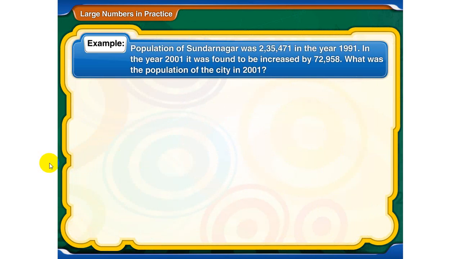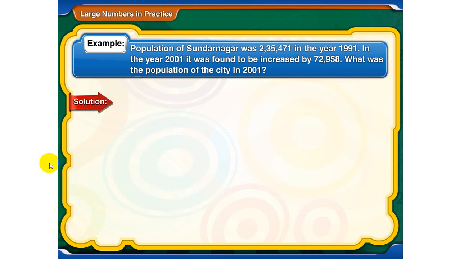Example. The population of Sundarnagar was 2,35,471 in the year 1991. In the year 2001, it was found to be increased by 72,958. What was the population of the city in 2001?